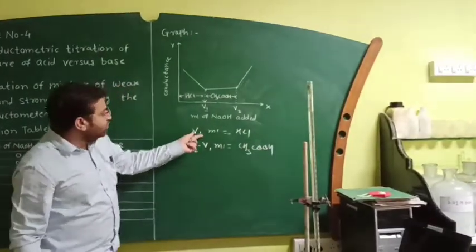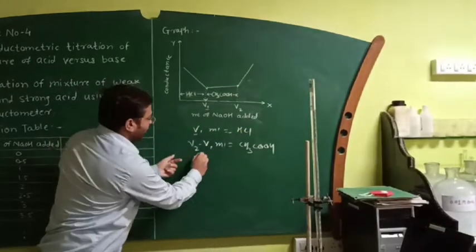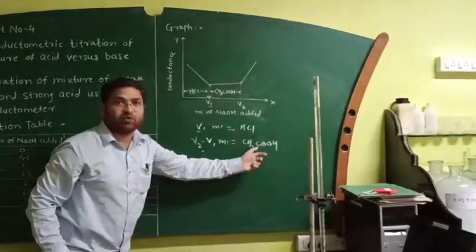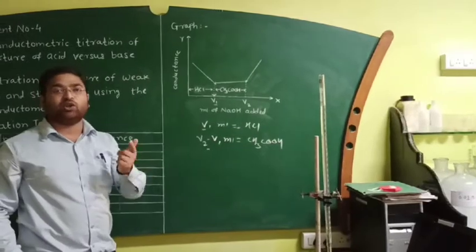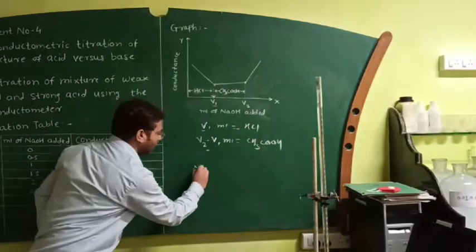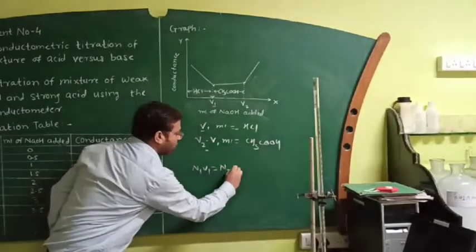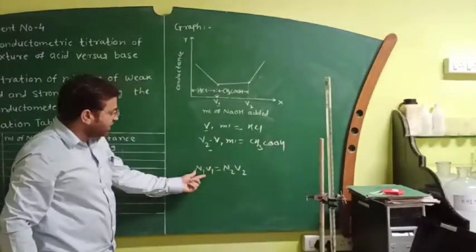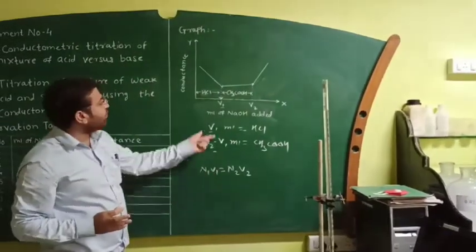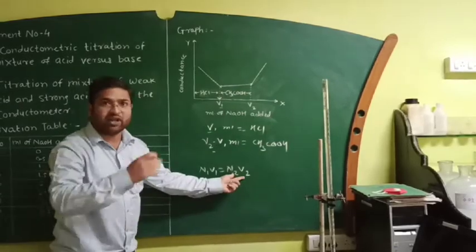From these two volumes, V1 for HCl and V2 minus V1 for acetic acid, we can find the normality of the acid using the formula N1V1 = N2V2. In this equation, N1V1 will be for HCl, N2V2 will be for NaOH.